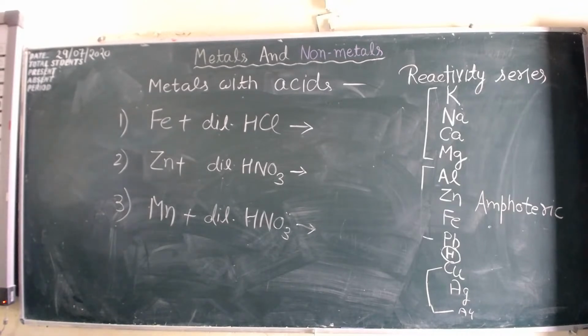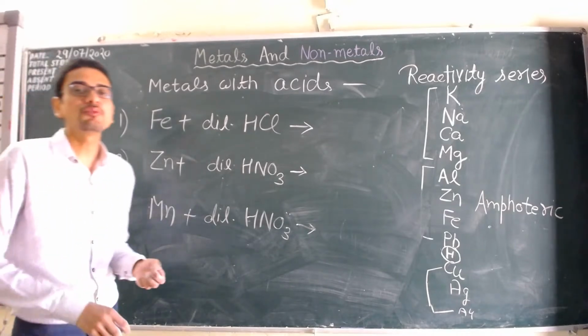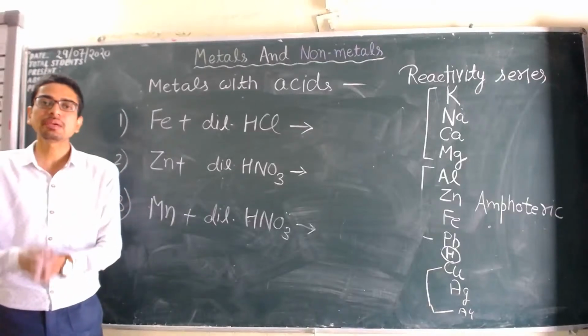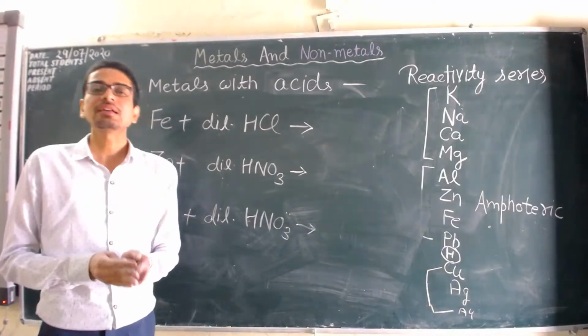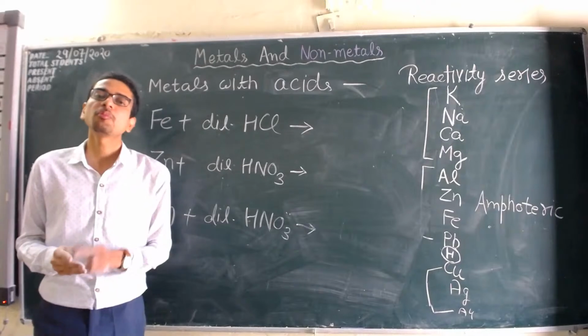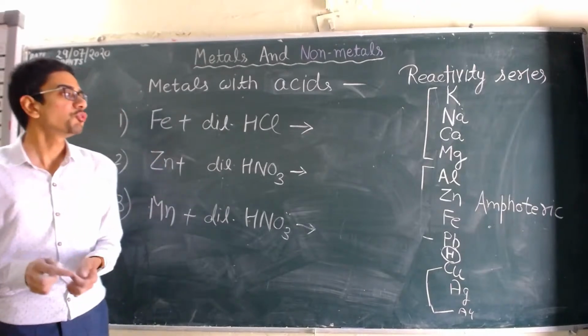Shagun Joshi is asking, amphoteric means? Amphoteric means acid as well as base. If any substance has acidic properties as well as basic properties, it means that it is amphoteric.